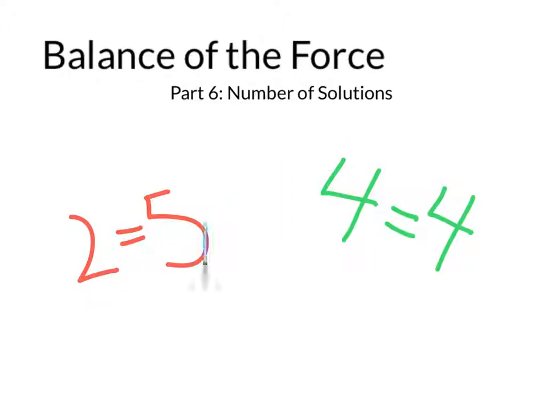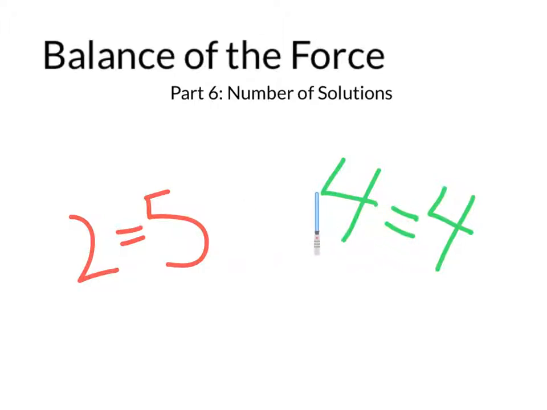If you look down here, you see two different equations. 2 equals 5? What, you may say? That's utter nonsense, and you are correct. What about 4 equals 4? Well, that makes sense. That's obvious enough, right? Okay, so we're going to kick these up a notch.